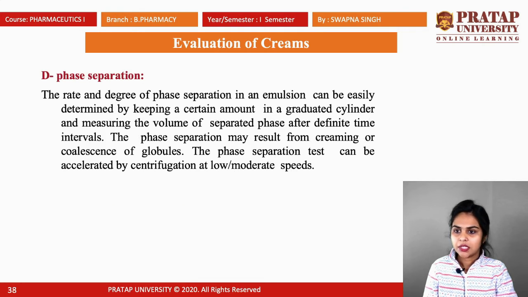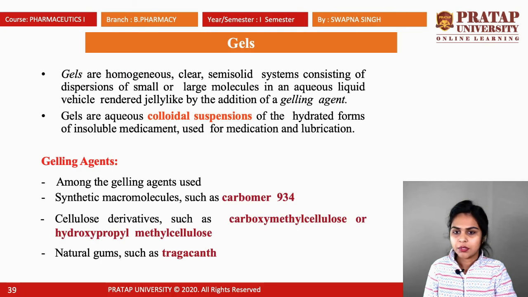And the last parameter, that is phase separation. In that case, the rate and degree of phase separation in an emulsion can be easily determined by keeping a certain amount in a graduated cylinder, and after that measuring the volume of separated phase after a defined time interval. Phase separation may result from creaming or coalescence of globules. The phase separation test may be accelerated by centrifugation at a low or moderate speed.